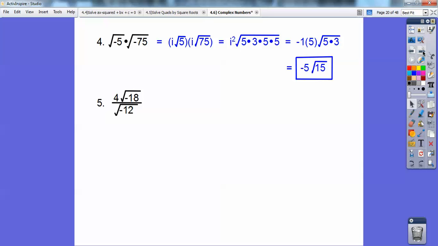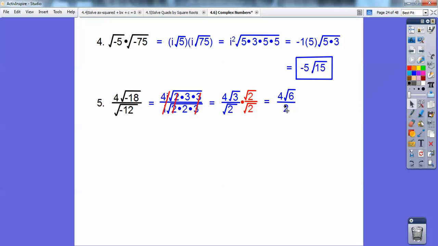All right, so on this one here, 4 root -18 over root -12. I'm going to pull the i's out first. And then 18 is 2 times 3 times 3. 12 is 2 times 2 times 3. And then the i's can cancel. The 2's inside, the 3's inside can cancel. So I'm left with 4 root 3 over root 2. Can't have the radical downstairs, so I'm going to multiply it by root 2 over root 2. There we go, we get 4 root 6 over 2. And then that's not the answer.